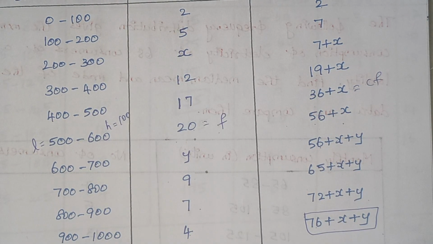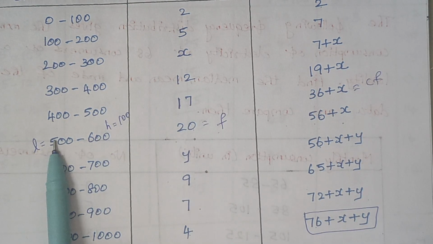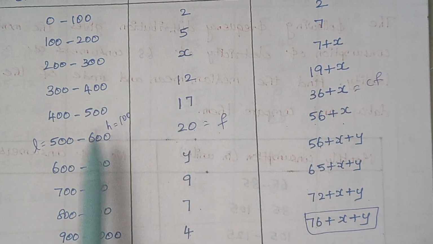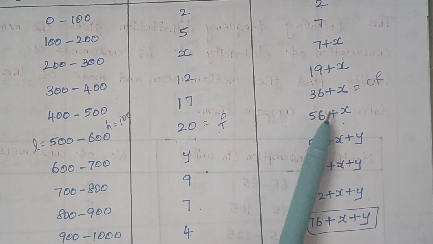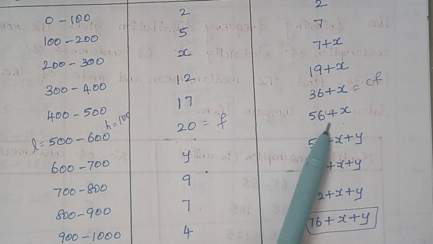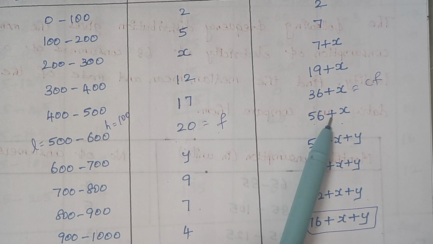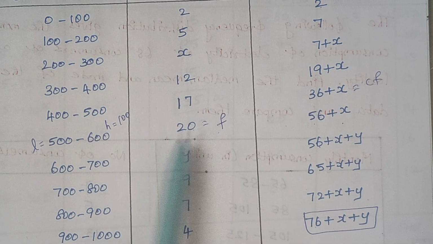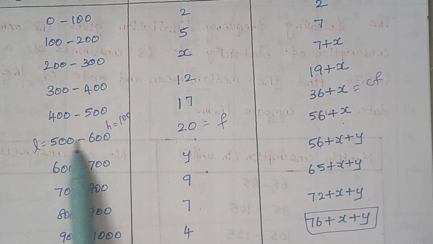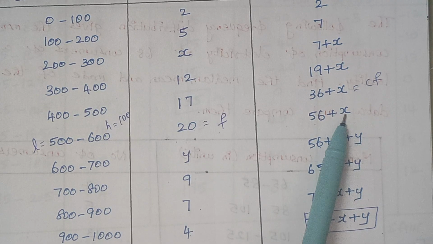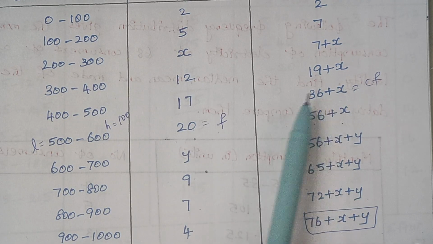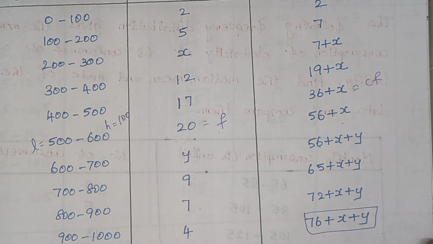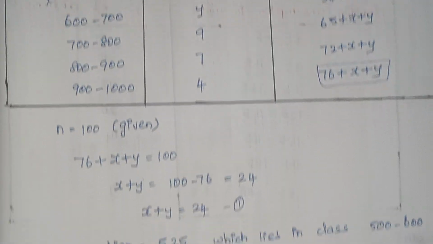And what about the cumulative frequency? You have to consider this line. Look at this line and take the cumulative frequency value which is prior to the maximum frequency value. This is the row of the maximum frequency, so you have to take this value, 36 plus x, as the cumulative frequency. So we have calculated all the parameters. Now we have to substitute them here.